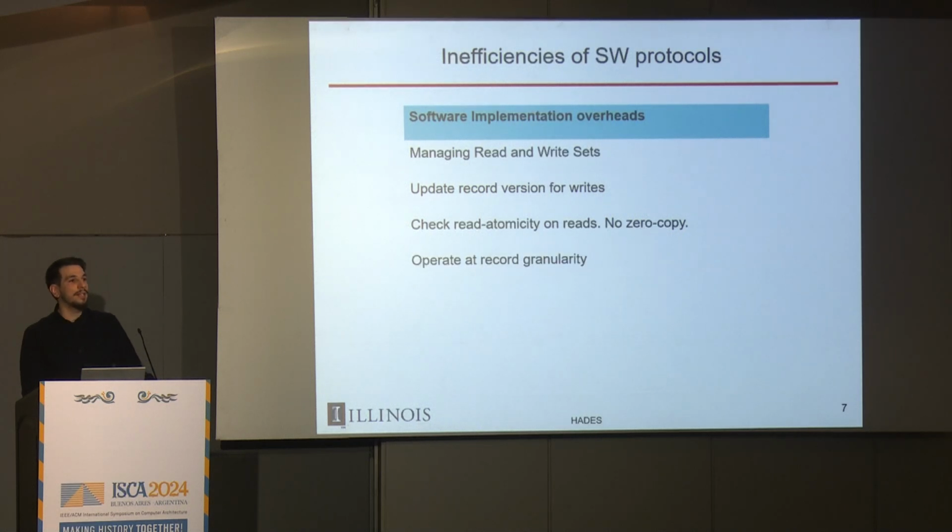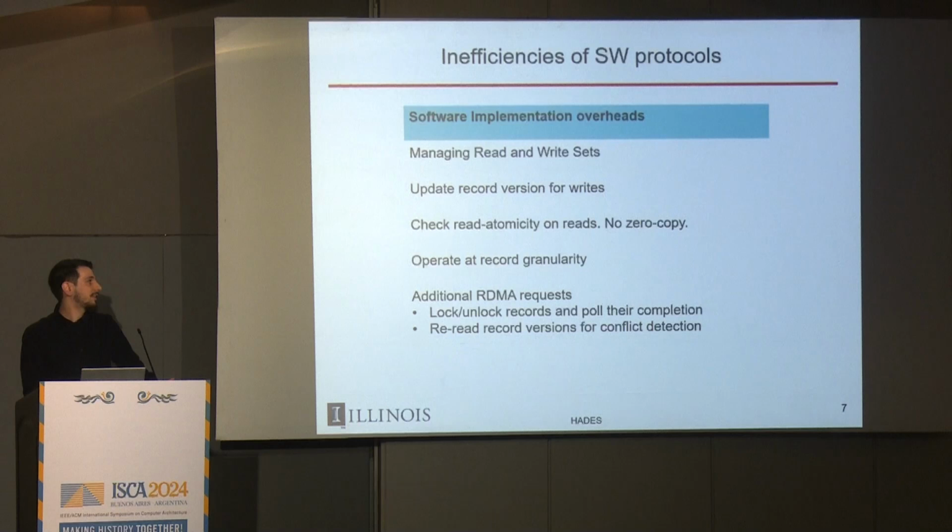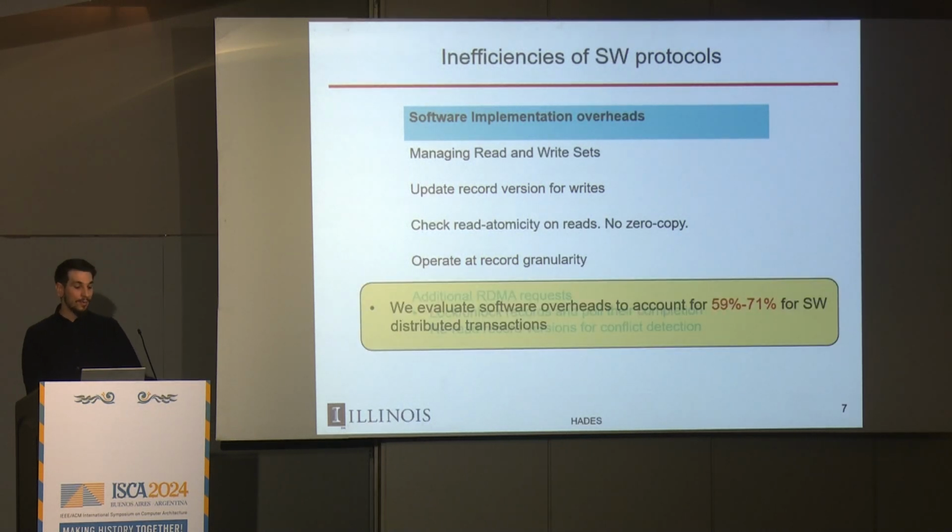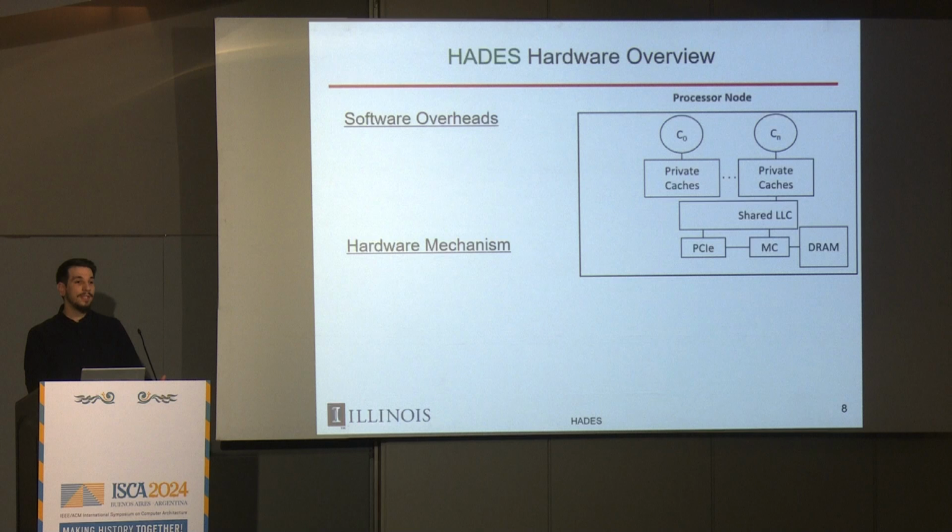Operations operate at record granularity, so reads and writes fetch the whole records. And finally, there are additional RDMA requests for locking and unlocking records, polling for the completion of these lock operations, and rereading record versions to detect any conflicts between transactions. We evaluated these software overheads, and we find that they can account for between 59 and 71% of the total execution time. So what we do in Reidys is take these software overheads and create an equivalent hardware mechanism that tries to eliminate this overhead completely.